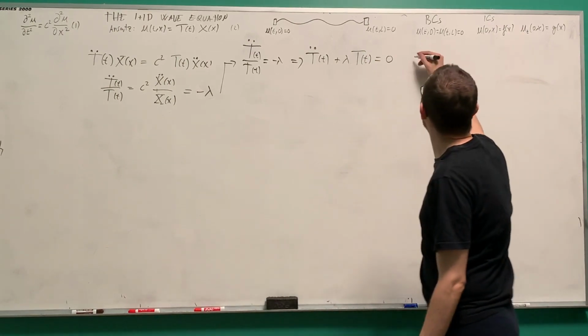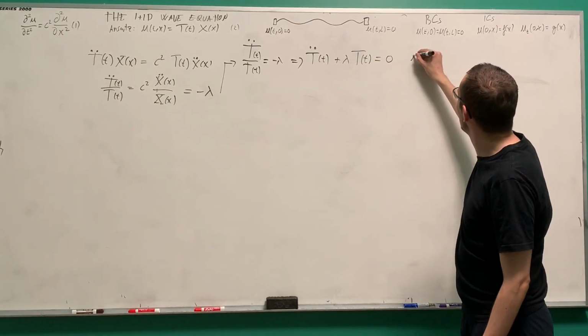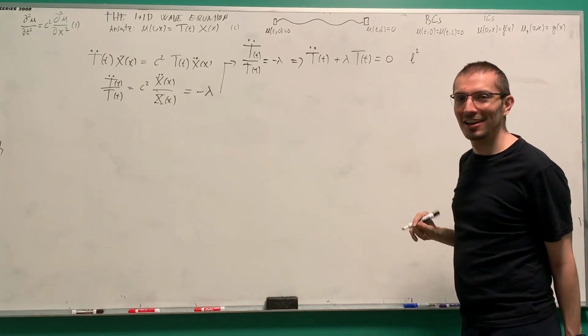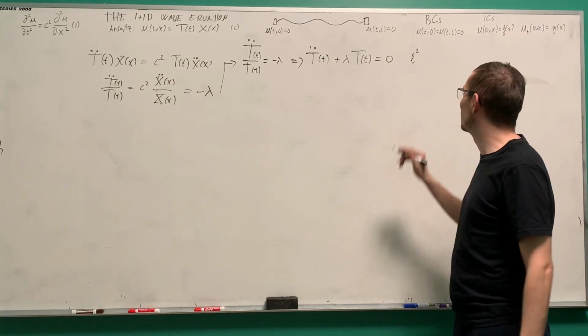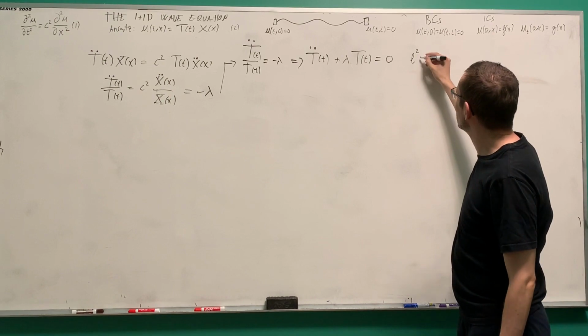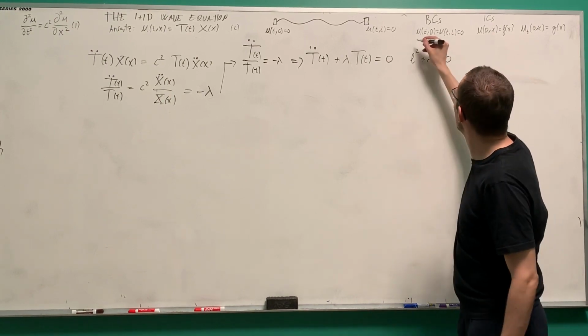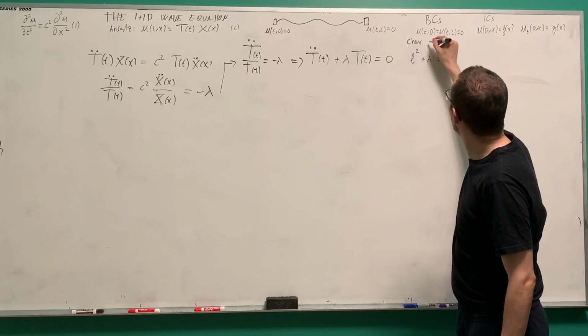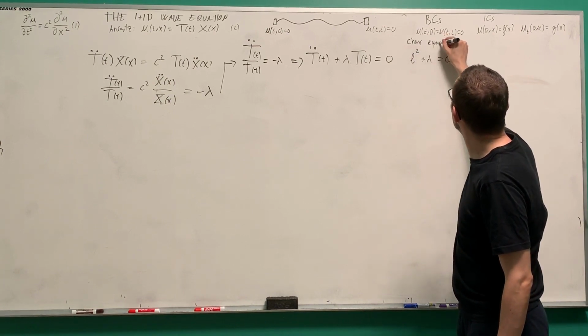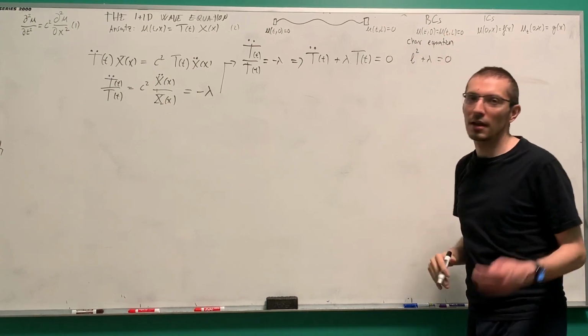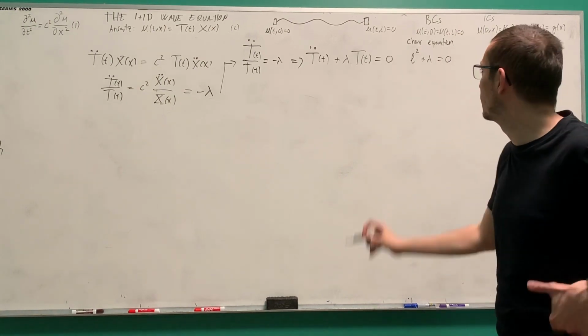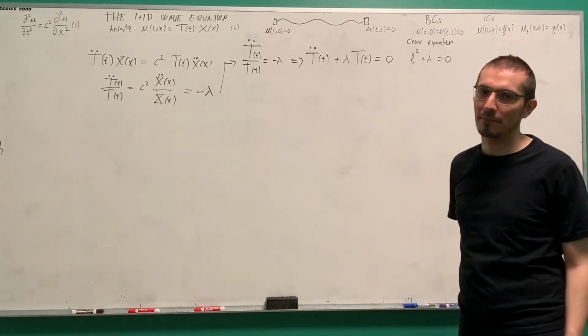We can write here the characteristic equation. Let me call L the eigenvalue, the variable of the characteristic polynomial. So L squared plus lambda equals 0. That's the characteristic equation, to find the roots of the characteristic polynomial, that is L squared plus lambda.